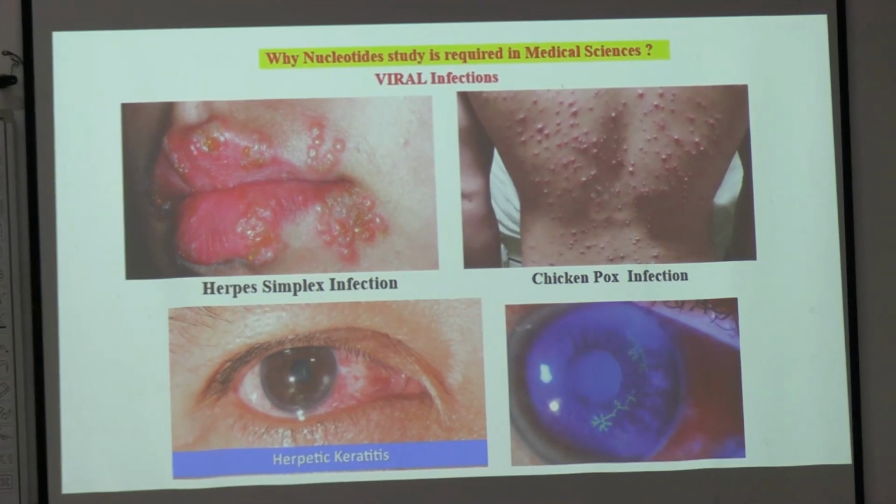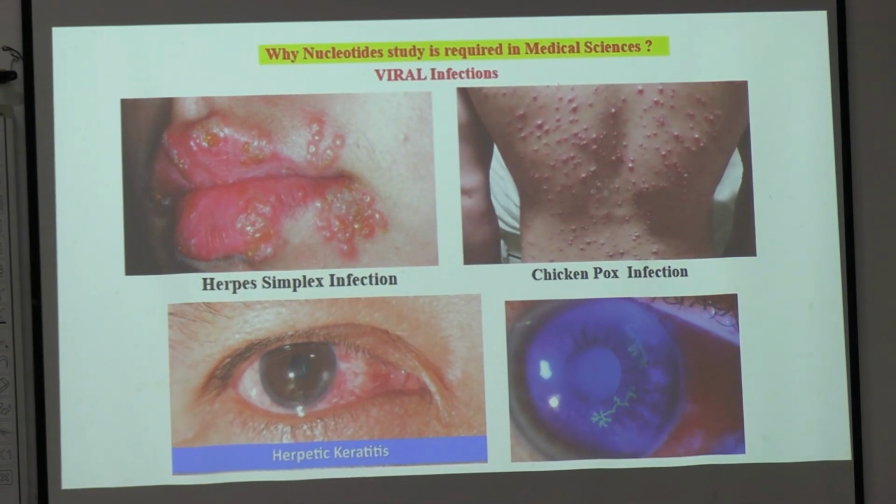So this is basically a herpes simplex infection. You will see this patient in the OPD, at least in the medical OPD. I have seen at least one case in a week. Chicken pox, I think many of you have suffered or have seen. Herpetic keratitis, I have seen during my house session, a viral infection. If you have any doubt, this is the lesion on the cornea, and if you want to confirm it, you stain it with a dye. It will be clearly visible.